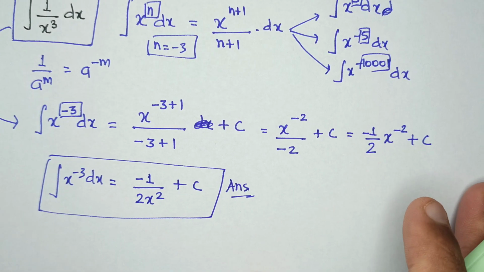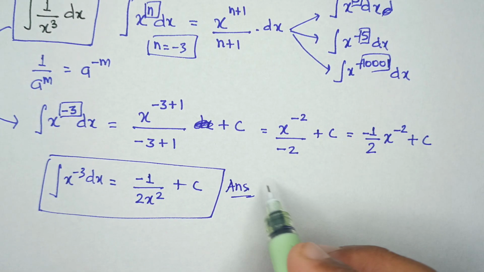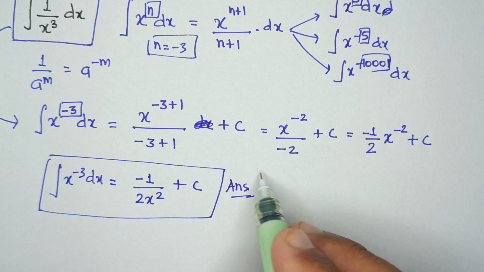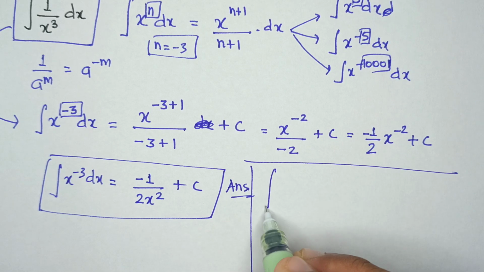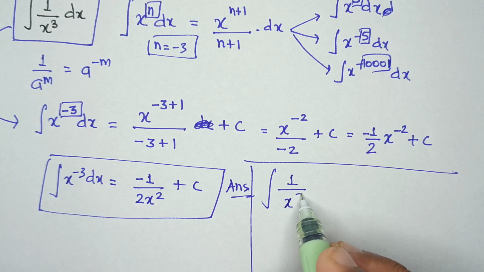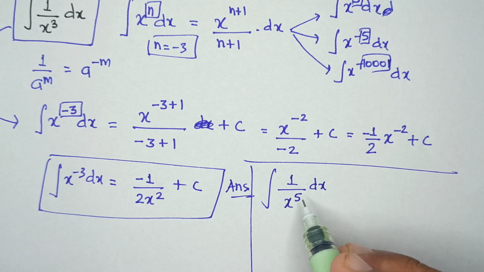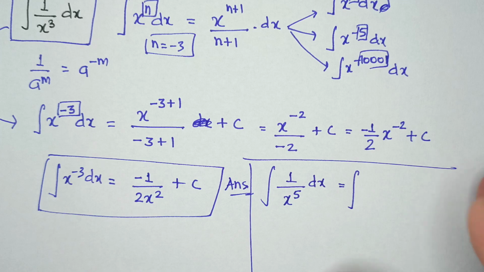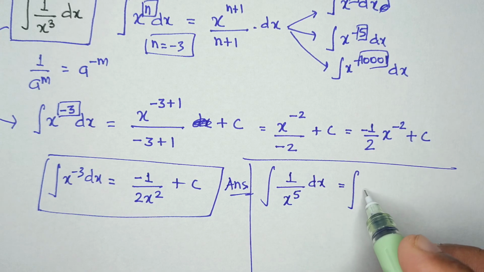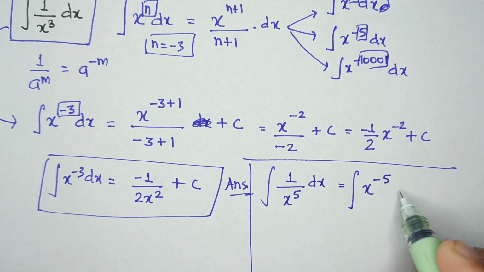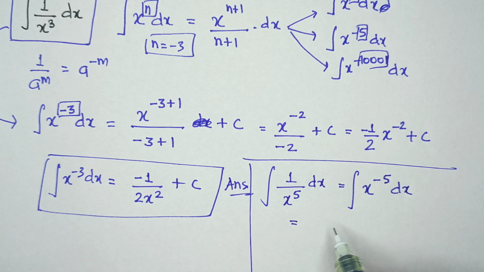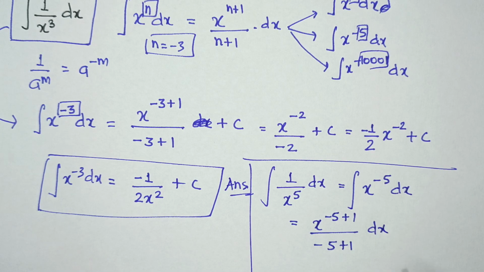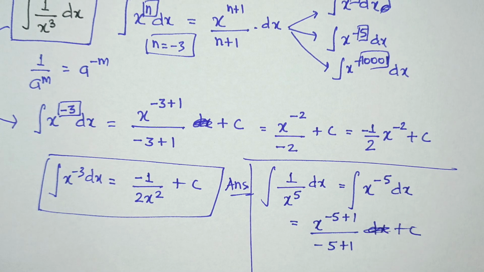So the same concept can be applied even if the power of x is different. So for example, let us say this question was something like this. Let us say 1 upon x raised to the power 5 dx. So the first thing that we need to do is convert this power into a proper format. So this would be x raised to the power minus 5 dx, which can be written as x raised to the power minus 5 plus 1 divided by minus 5 plus 1. Sorry, this would be plus c.